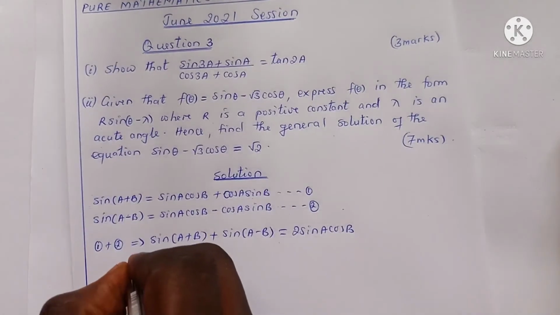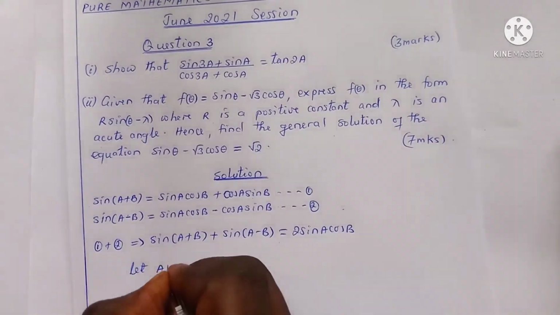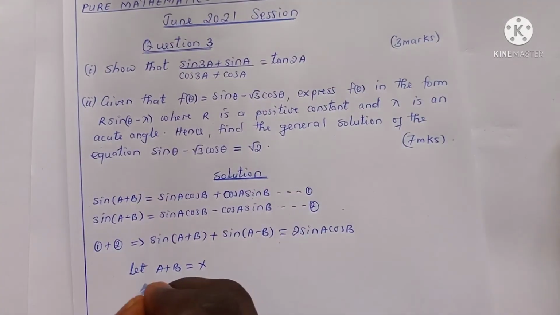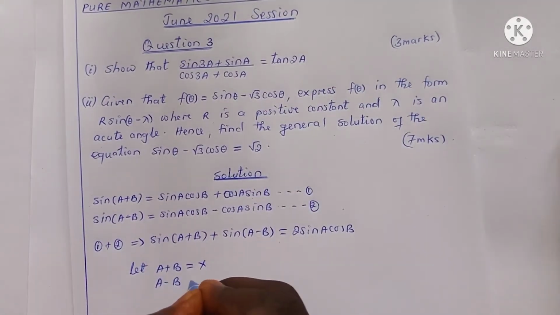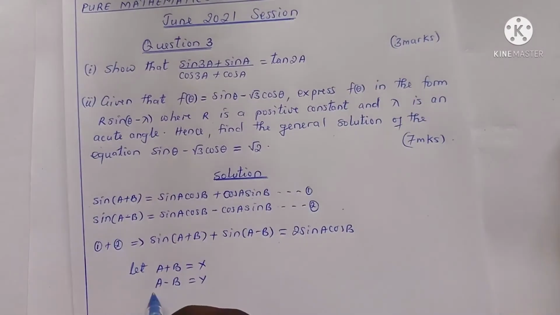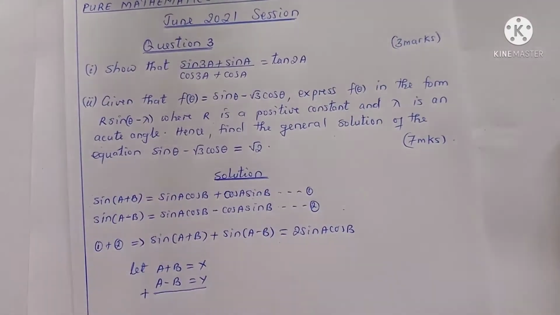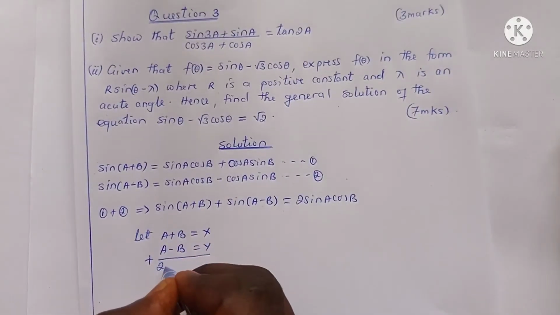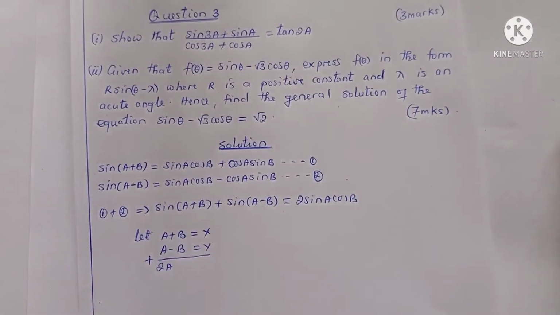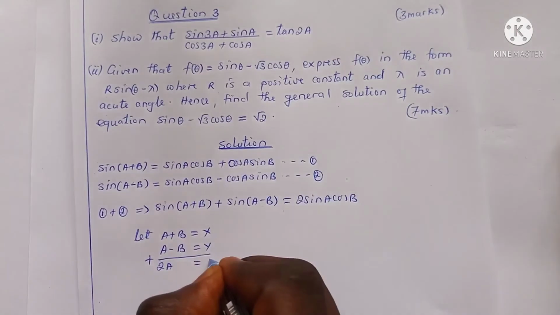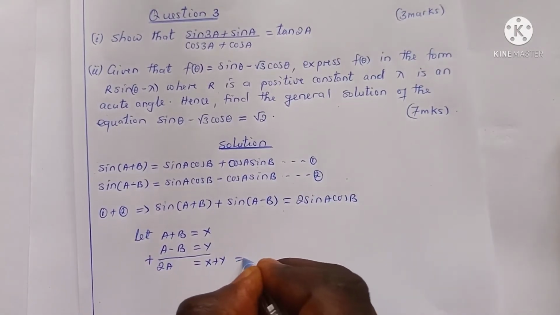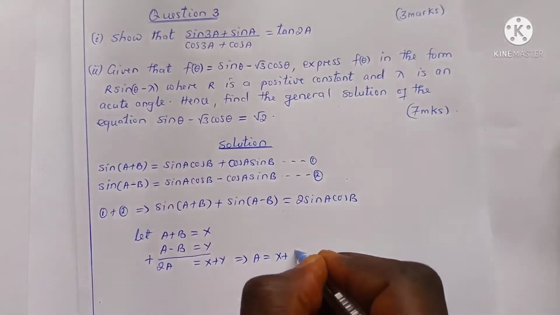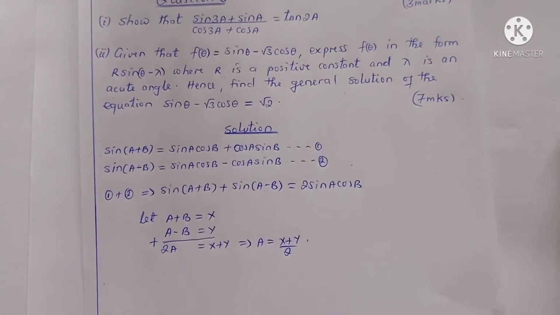Now, let a plus b be equal to x, and a minus b be equal to y. If we add these two equations, this is what we are going to obtain. We know a plus a gives us 2a, b plus negative b is 0, which is equal to x plus y. And so if we divide both sides by 2, we obtain a, which is equal to x plus y divided by 2.